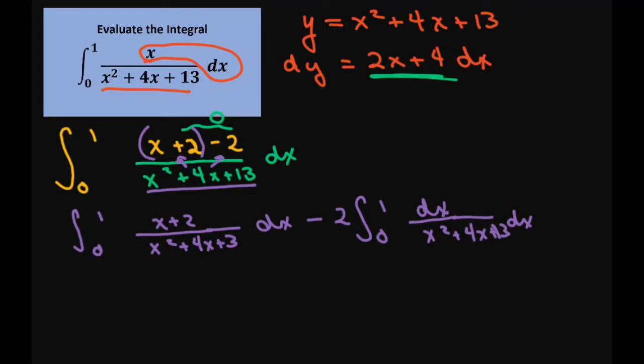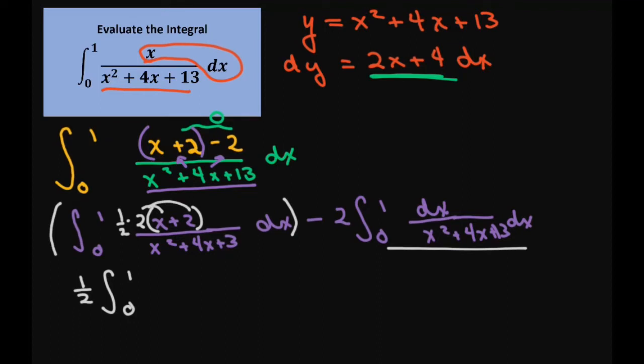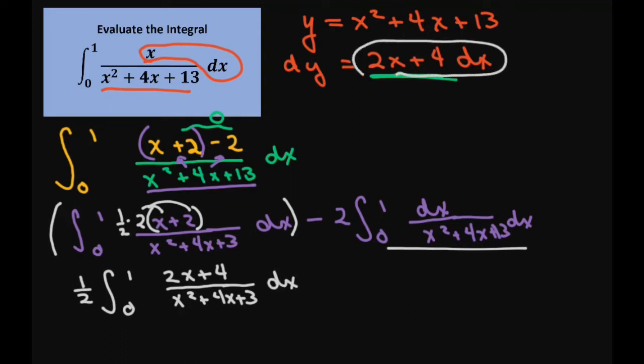So what I can do is multiply this by 2 and also by 1/2, because 1/2 times 2 is 1. So I can bring out this 1/2, and right now I just want to deal with this one right here. We'll deal with this one later. If I do that, I'm going to get 1/2 times the integral from 0 to 1, and if I distribute this, I'm going to get 2x plus 4 divided by x squared plus 4x plus 13 dx. Now I have something I can use for substitution.